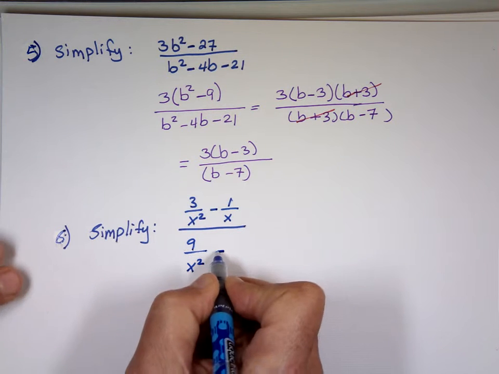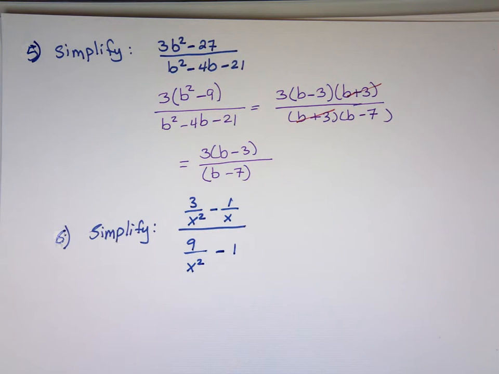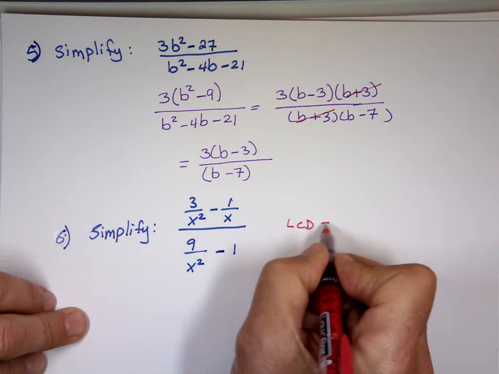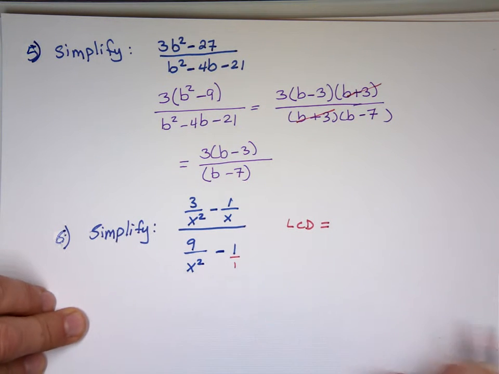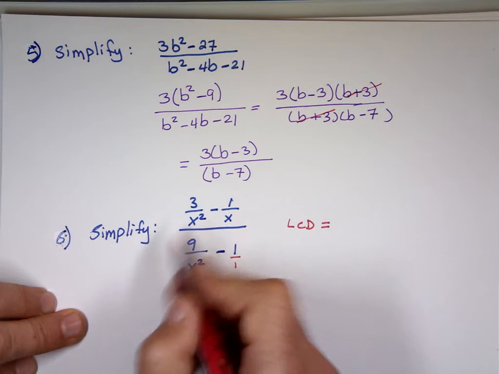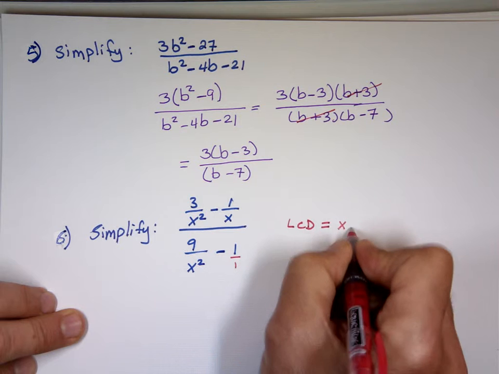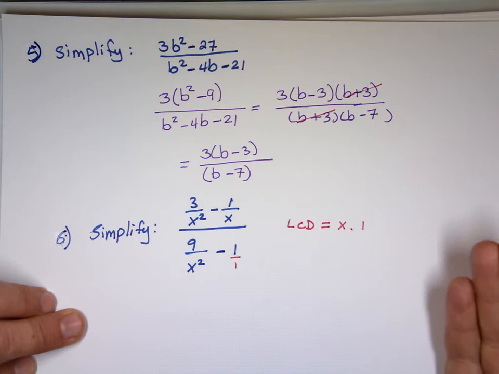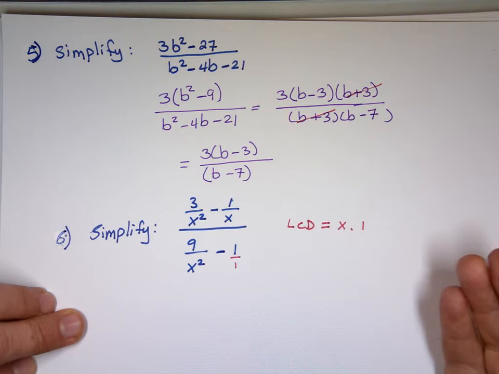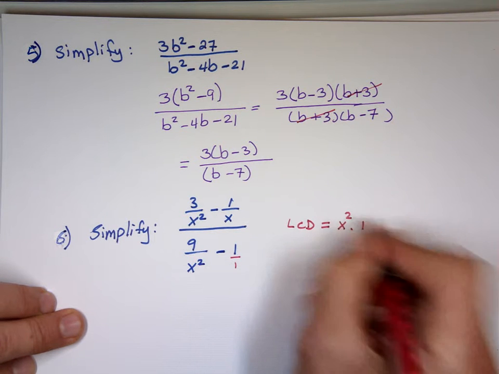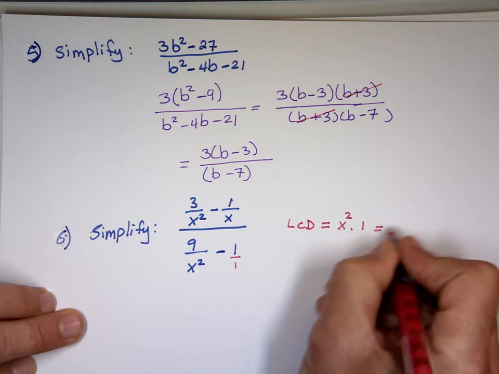minus what? The 1. So I've got to find my LCD. My LCD is, remember this is over 1. It's the multiplication of all the different factors. Well, the only factors I see in the bottom are x and 1. And each of them raised to its highest power. The highest power of x is 2. So the LCD is x squared.